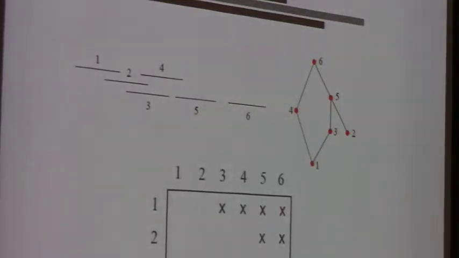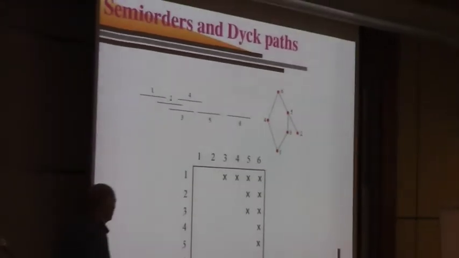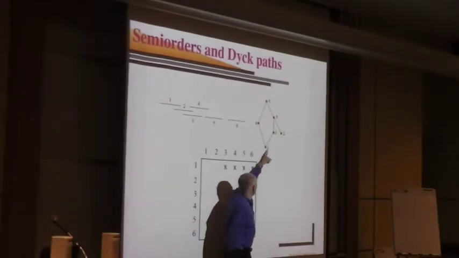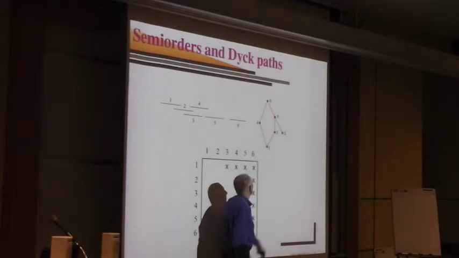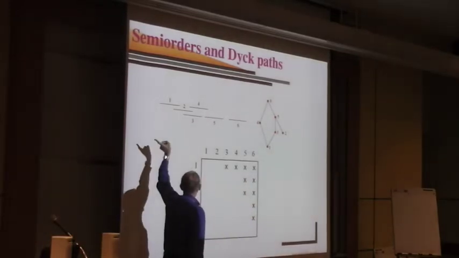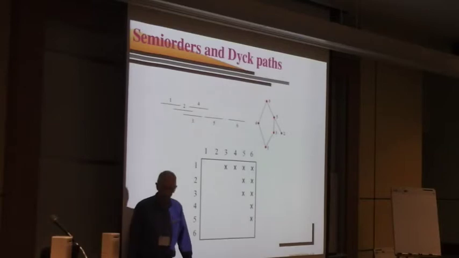We can draw... notice that the elements of this poset have a natural labeling, 1 up to n, by the order of the intervals, from left to right.